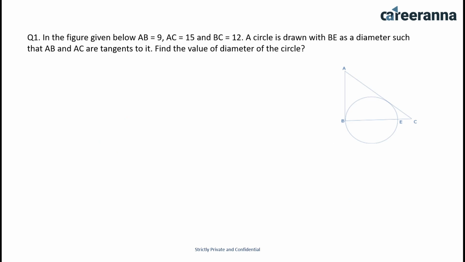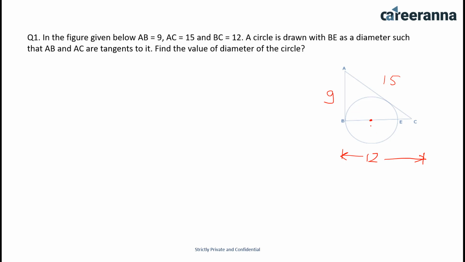So the first question says, in the figure given below, AB is equal to 9, AC is equal to 15 and BC is equal to 12. A circle is drawn with BE as a diameter such that AB and AC are tangents to it. Find the value of the diameter. So in this question, AB is given as 9, AC as 15 and BC as 12.